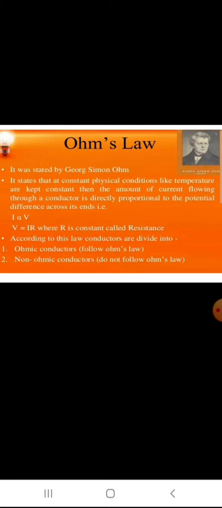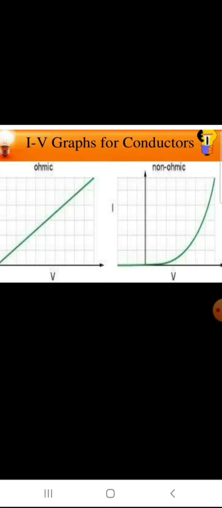According to this law, conductors are divided into ohmic conductors and non-ohmic conductors. Ohmic conductors follow Ohm's law, while non-ohmic conductors do not follow Ohm's law.